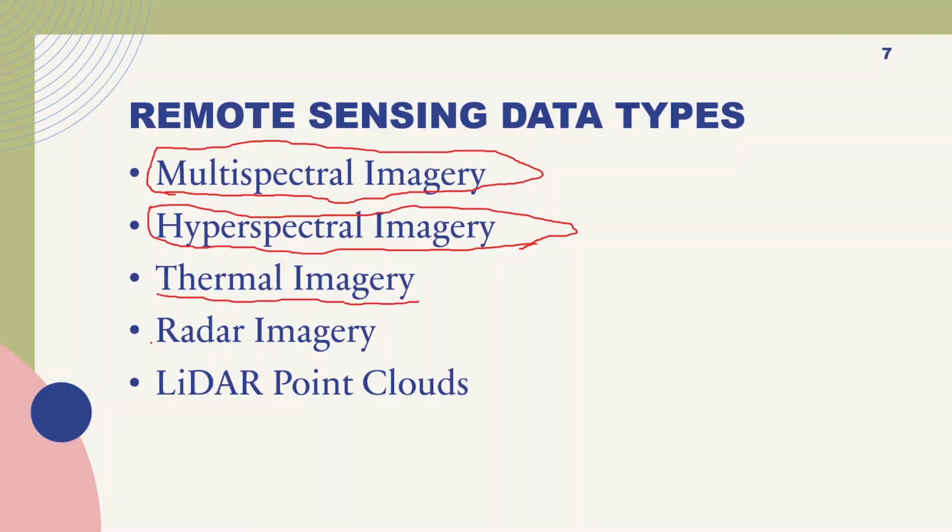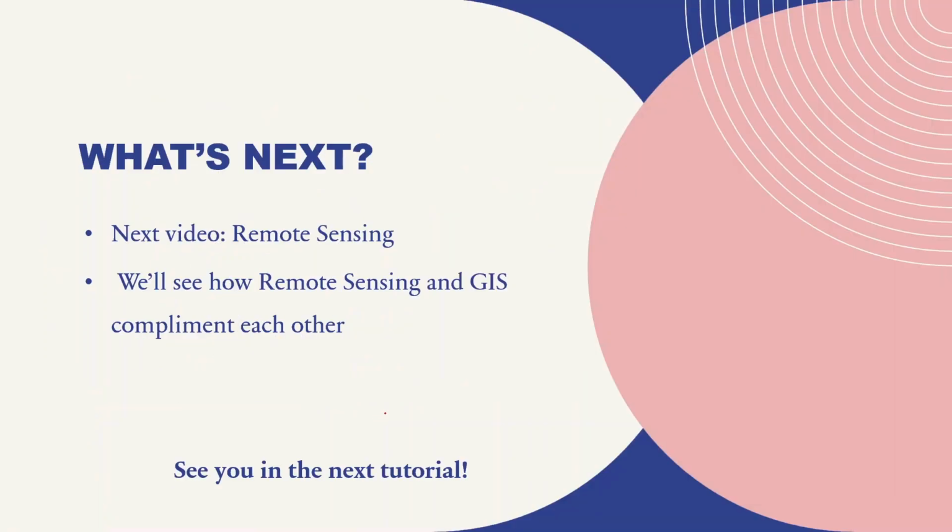And then we have radar imagery, like I said earlier. We have the synthetic aperture radar, which you can access using an aircraft. And we have LiDAR, light detection and ranging point clouds. All these are remote sensing data types that you can gain.